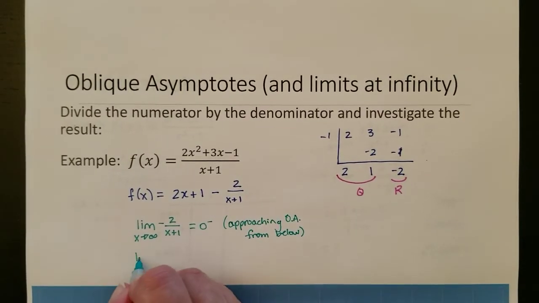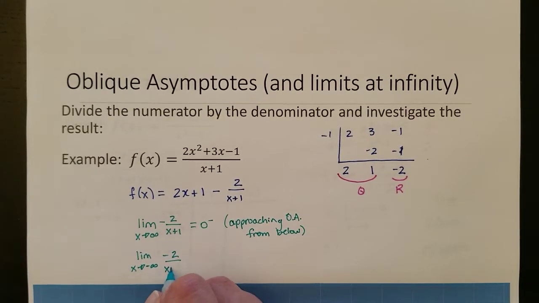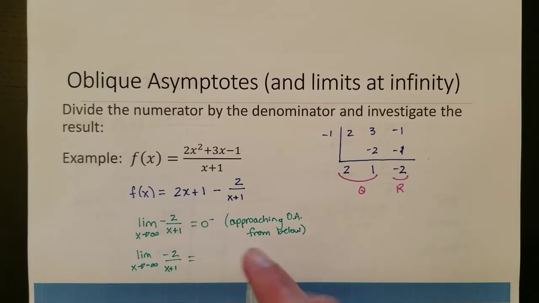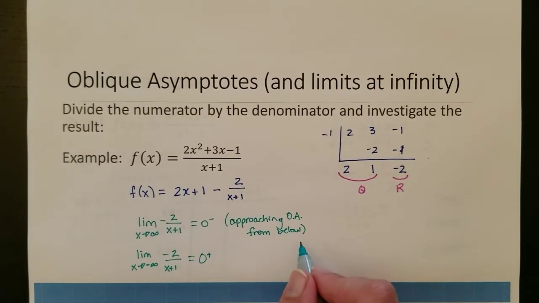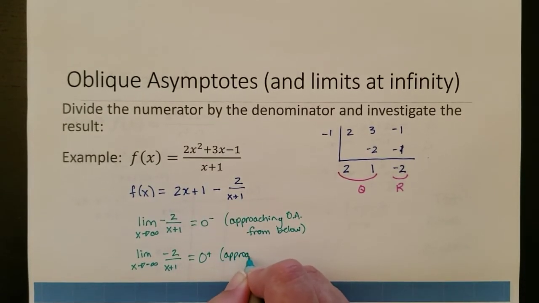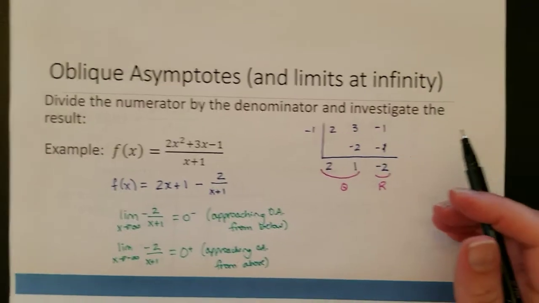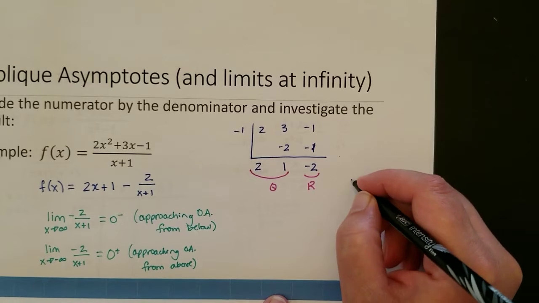And we can look at the limit as x approaches negative infinity as well, of this -2 over x plus 1. Here, if x was a very large negative number, this would be negative on the bottom and negative on the top, so it would be a positive. So this, as you go towards negative infinity, is approaching the oblique asymptote from above. So we can do a little sketch. This one doesn't ask us to graph, but just to give you an idea of what the function would look like.